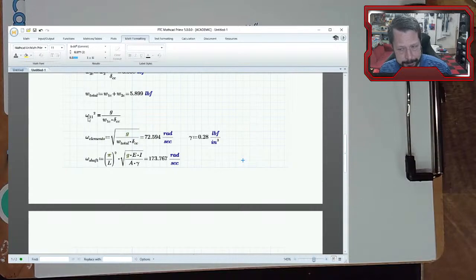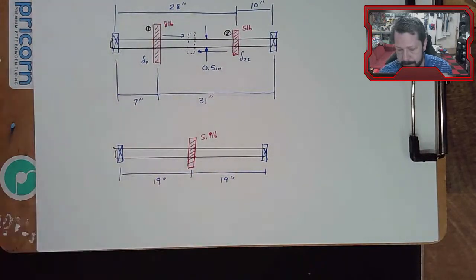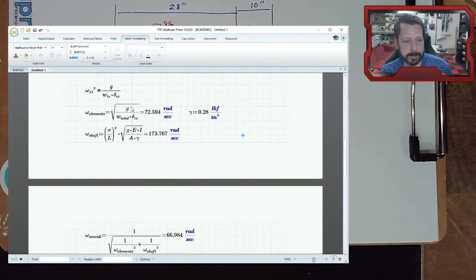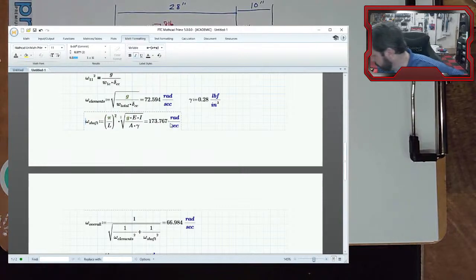This is where we went off the screen, where we talked about omega 1,1 being the new 1,1. With the single weight, we calculated the critical speed of just that. So omega elements is the critical speed of just the element on a rigid but massless shaft. Then we decided that we should include the shaft itself. So this is equation 7.24.